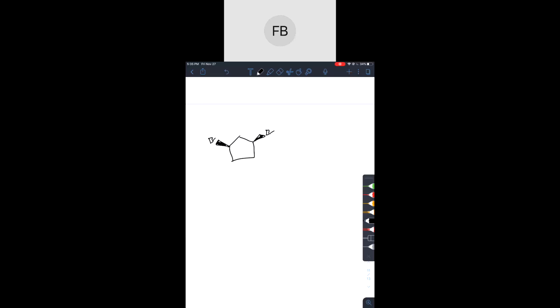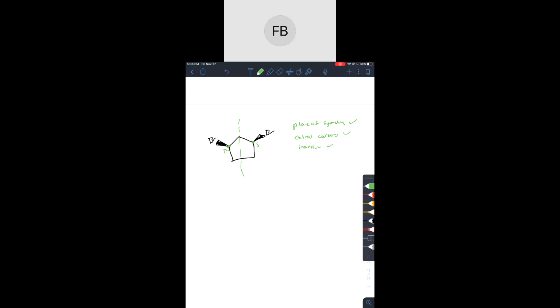So the markers of meso, it has a plane of symmetry, has two chiral carbons. One is R, one is S. 1, 2, 3. This is S, this is R. So it contains all the markers of meso. Plane of symmetry, check. Chiral carbons, check. And optically inactive, check, right?